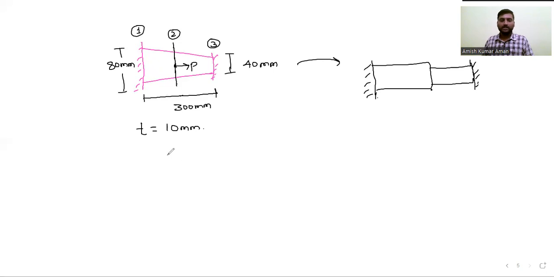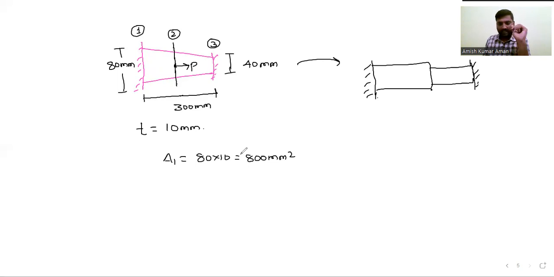So let us calculate the area. Suppose A1. How will you calculate area? See, this width is given 80 mm. They have given 80 mm at node number 1, right? So at node number 1, the width is 80 and the thickness they have given is 10 mm. So how will you calculate that area? Width into thickness, that is 80 into 10. That will be equal to 800 mm square.